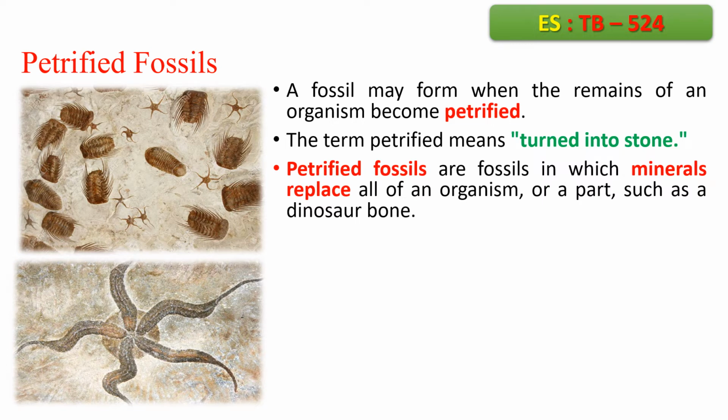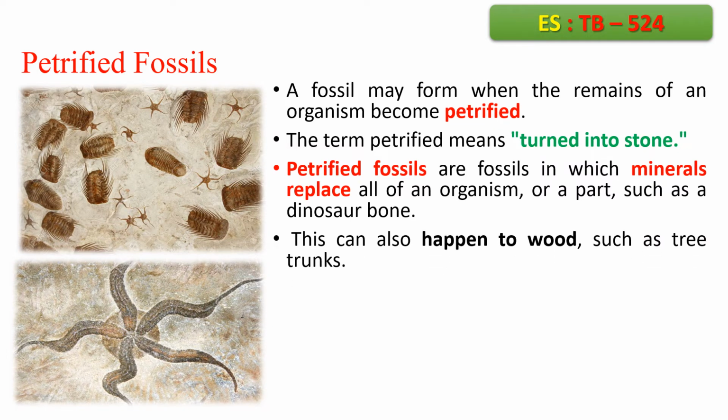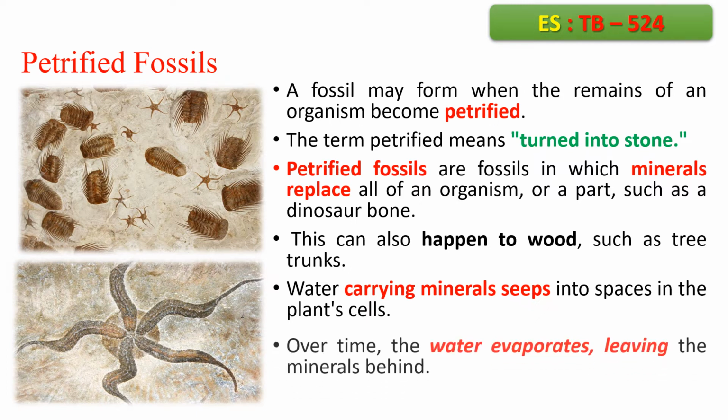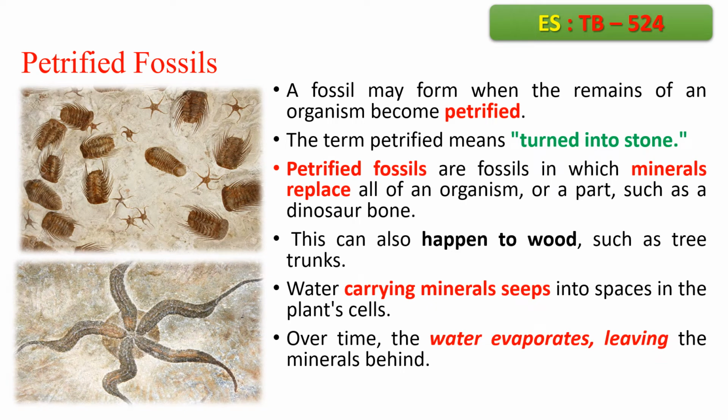Petrified fossils are fossils in which minerals replace all of an organism or a part, such as dinosaur bone. This can also happen to wood such as tree trunks. Water carrying minerals seeps into spaces in the plant cells. Over time, the water evaporates, leaving the minerals behind.